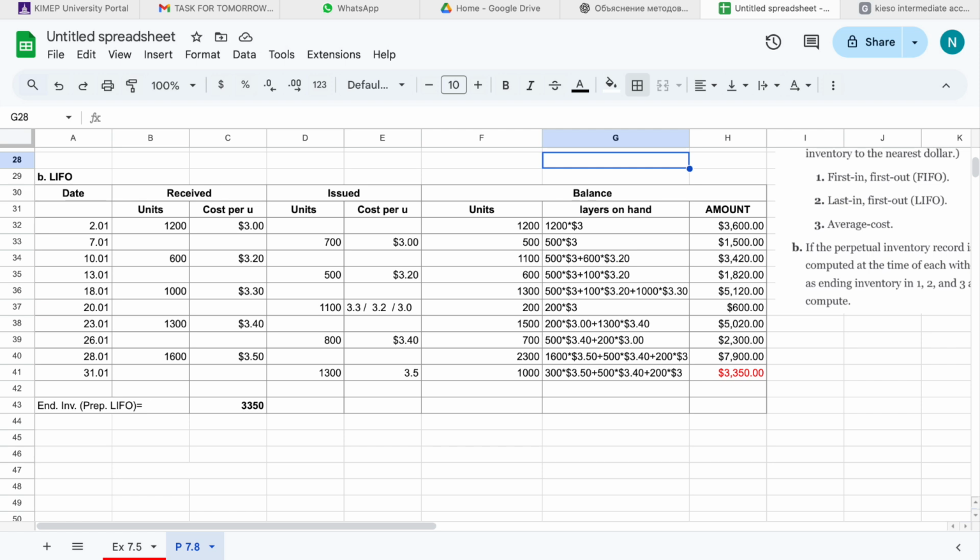So this shows us that under LIFO, during the month the available balance dropped below the ending inventory quantity, so the layers of older costs were partially liquidated during the month.